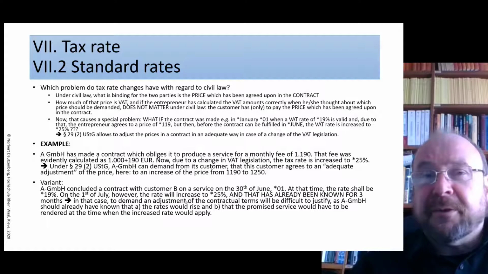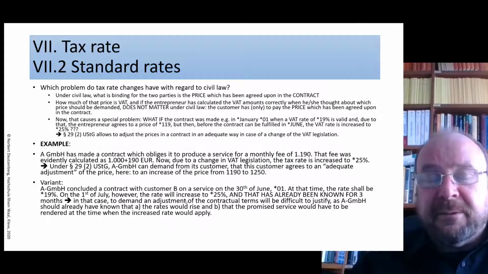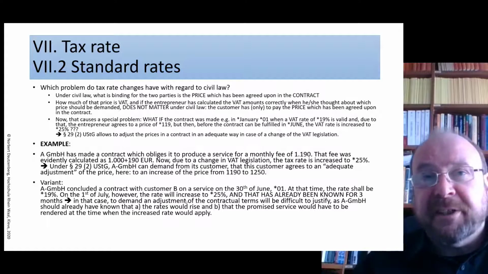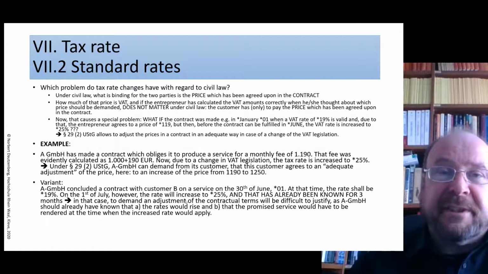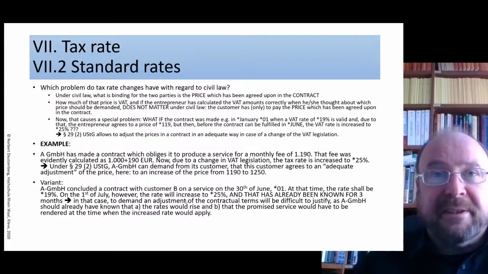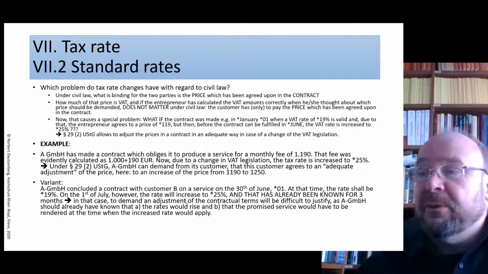And probably here a court would decide that under the legal rules of 29.2 USTG, a GmbH has the right to an adequate compensation for the change, but that the adequate compensation for something which one could entirely foresee at the moment when the contract was made is zero, because there was no damaging effect of the tax rate change, and probably the customer could rely on the assumption that if the tax increase was already known, it should have been taken into account when the calculation of the price was made.